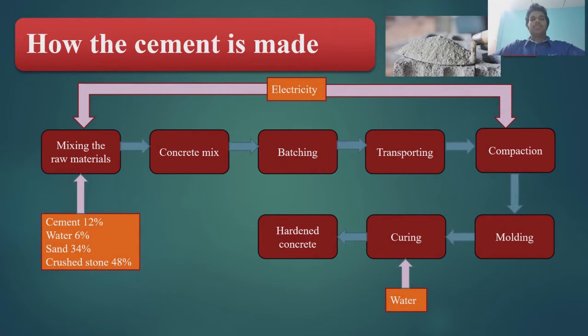Thank you, Randhir. I'm Mallikara Chessi. As you can see in the slide, firstly, I would like to tell about how the concrete is made. As the first step, all the raw materials need to be mixed. Cement, water, sand, and crushed stones are the basic raw materials for that. Their percentages are shown in the slide. Then that concrete mix needs to be batched, transported, compacted, molded and cured. So at last we can get hardened concrete. Electricity is needed as the power source for this procedure.